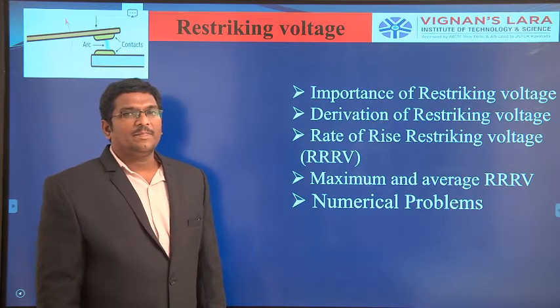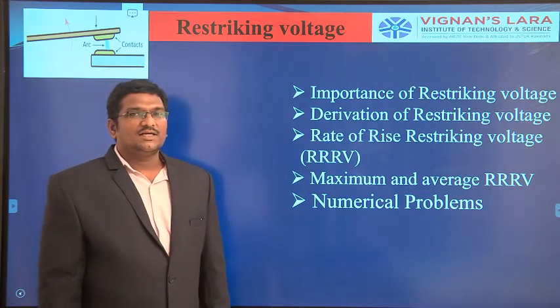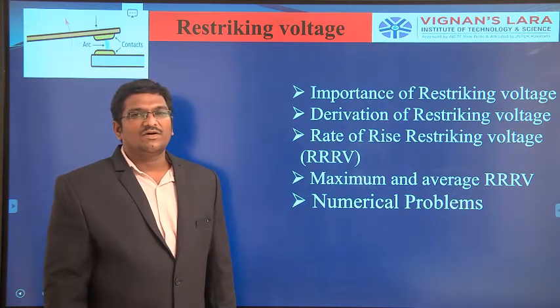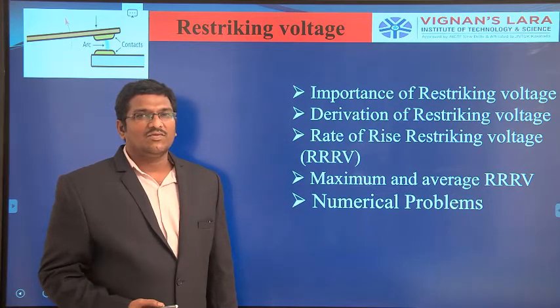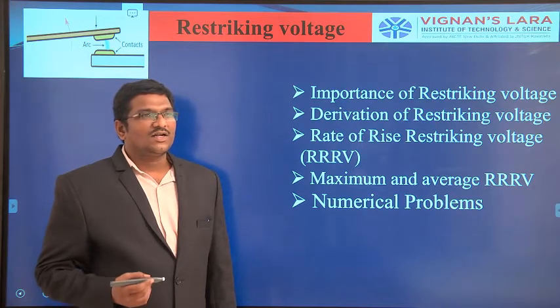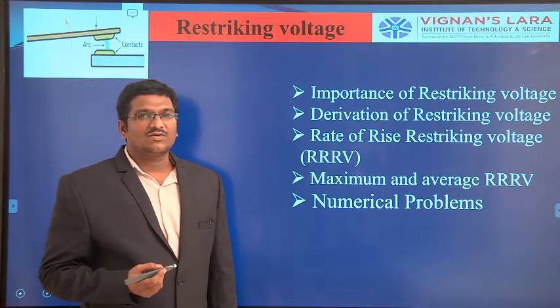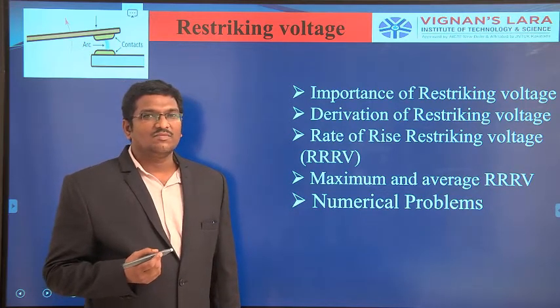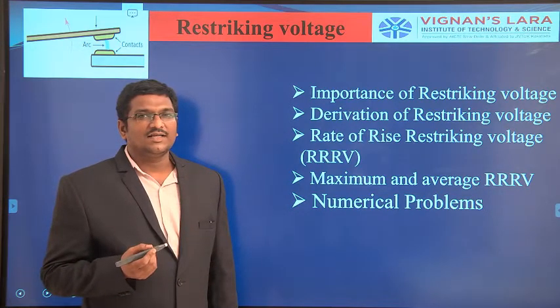Good morning to everybody. We are discussing the circuit breakers. In the last lecture, we discussed the arc phenomena, how the arc is formed between the fixed contact and moving contact of a circuit breaker. What are the problems of an arc in the circuit breaker? Later, we discussed the arc extinction methods, how we are able to extinguish the arc.